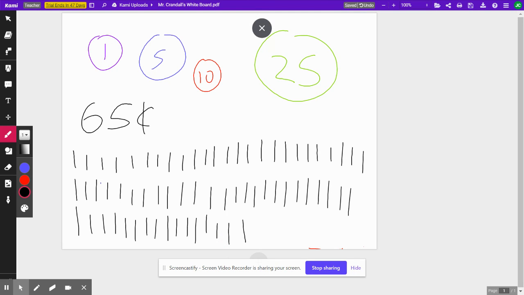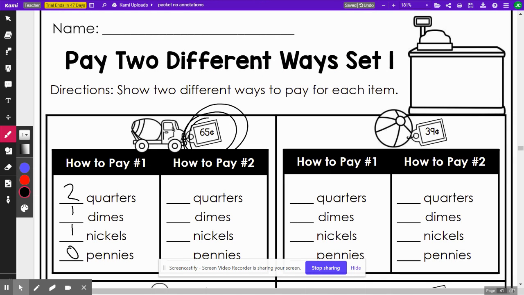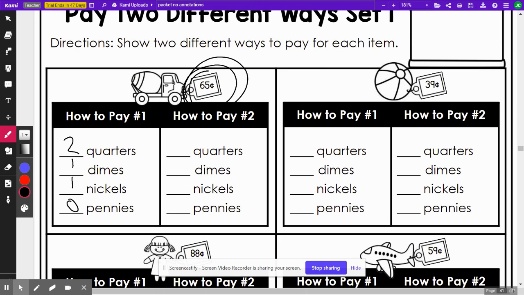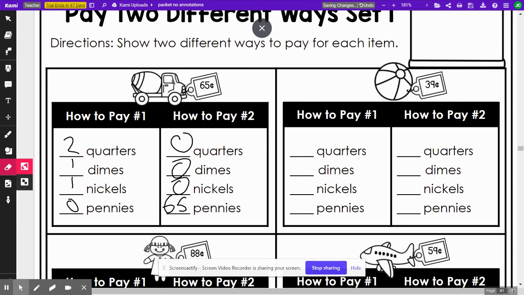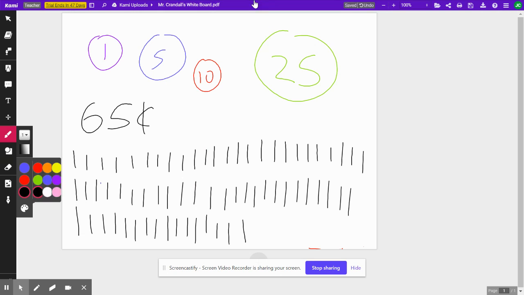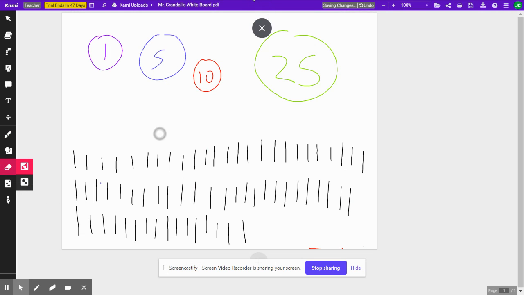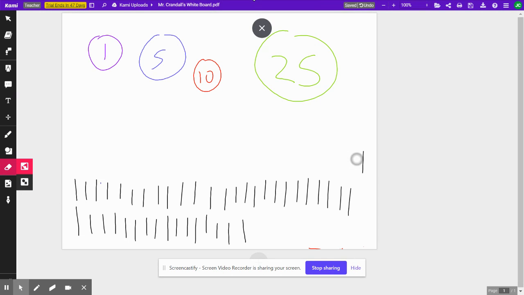65 pennies. Like I said, we're only going to do this for the first one because you could do that for everyone, but I want you to learn other ones. So 0 quarters, 0 dimes, 0 nickels, 65 pennies. That's two ways to do it. Now we're on the next one. It says 39 cents for a beach ball. Let's erase all these pennies.